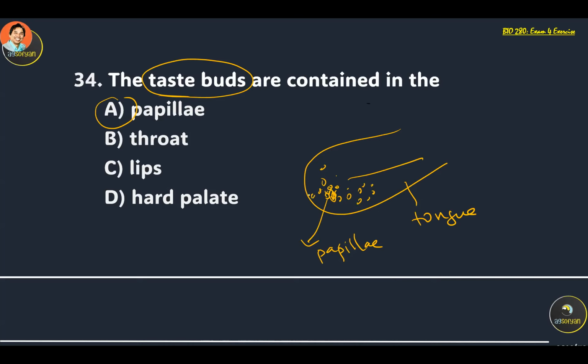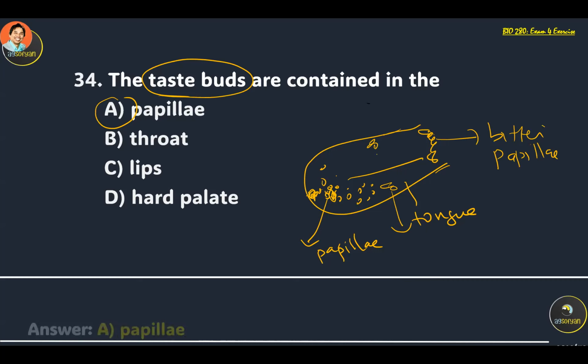And usually the papilla for sweet is located at the tip of the tongue. And then for bitter, over here is the bitter papilla, located at the end of the tongue. Between them, there are papillae for salty and sour. So a lot of papillae on our tongues for tasting the food.